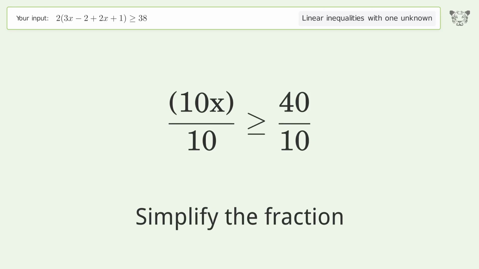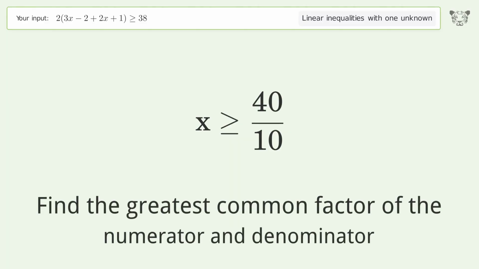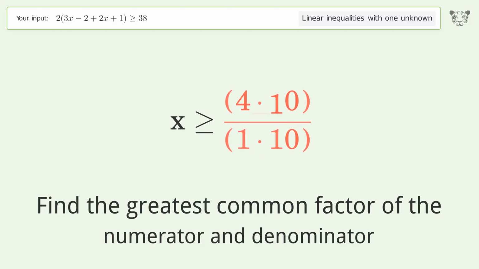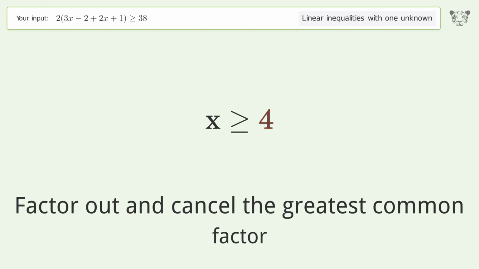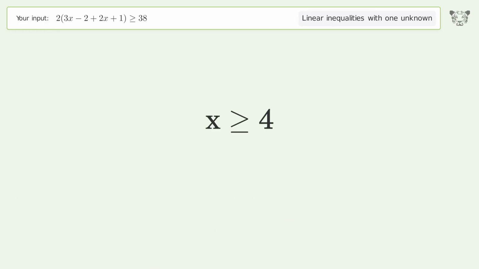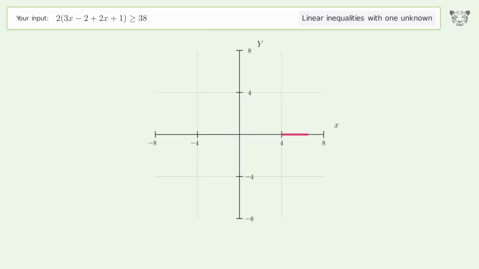Simplify the fraction. Find the greatest common factor of the numerator and denominator. Factor out and cancel the greatest common factor. Plot the solution on a coordinate grid. And so the final result is x equal or greater than 4.